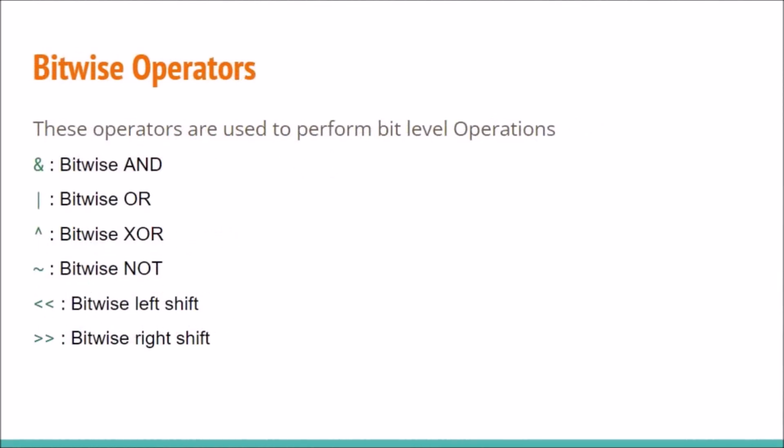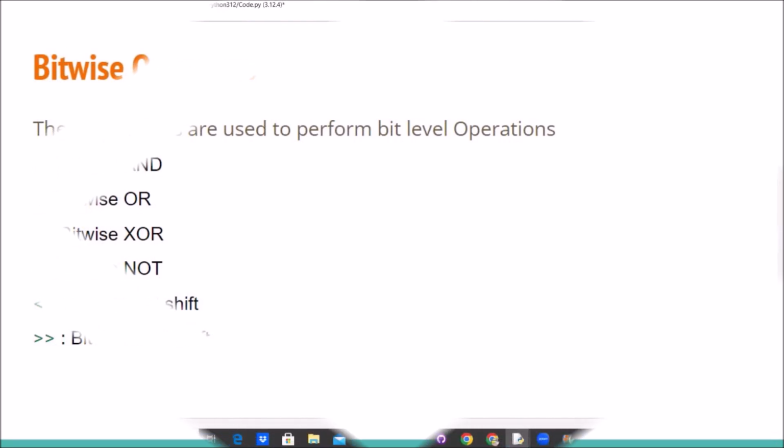Bitwise operators. Bitwise operators are used to perform bit-level operations on binary numbers. The bitwise operators in Python are bitwise AND, bitwise OR, bitwise XOR, bitwise NOT, bitwise left shift, bitwise right shift. Let's see a Python program demonstrating bitwise operators.